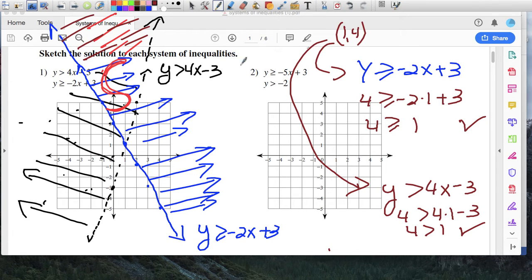So again, the point 1, 4, which is inside this overlapping area, made both inequalities true, and that's what we're looking for. And if you picked any of the infinite number of points in this area, any of these points would make both inequalities true. Second problem.